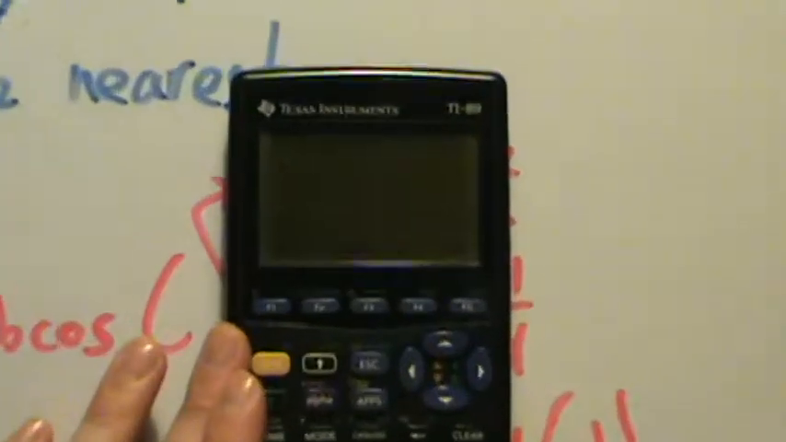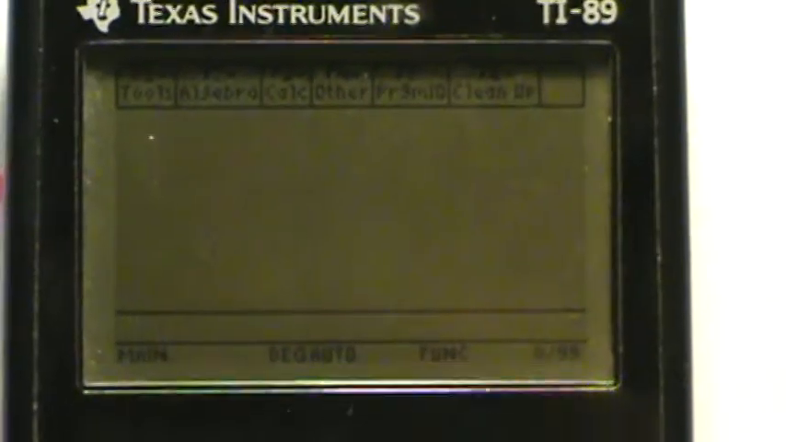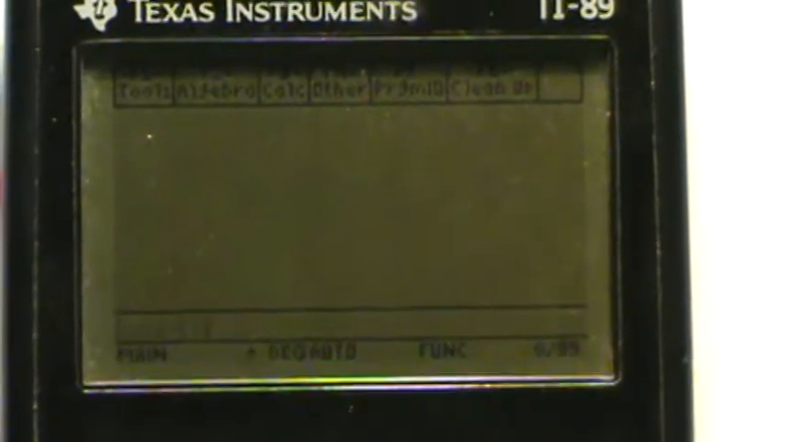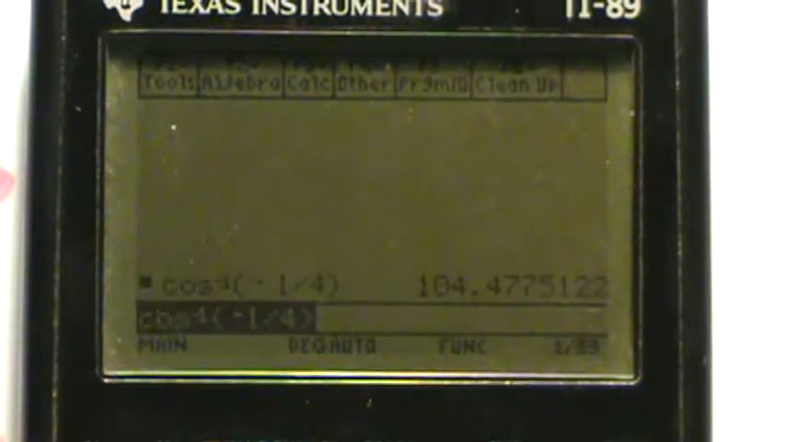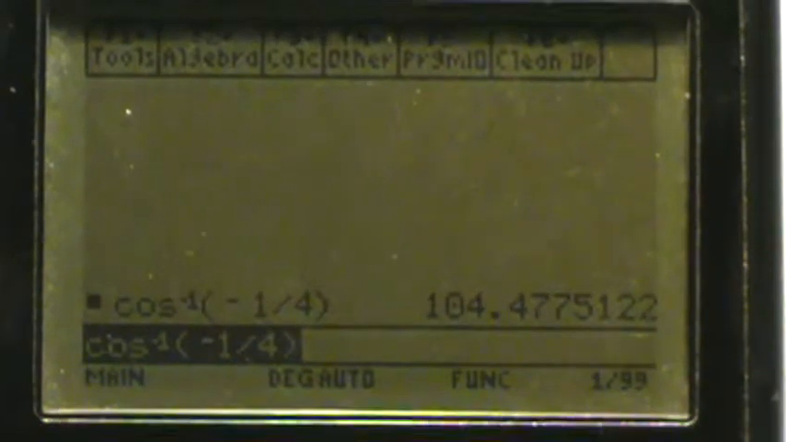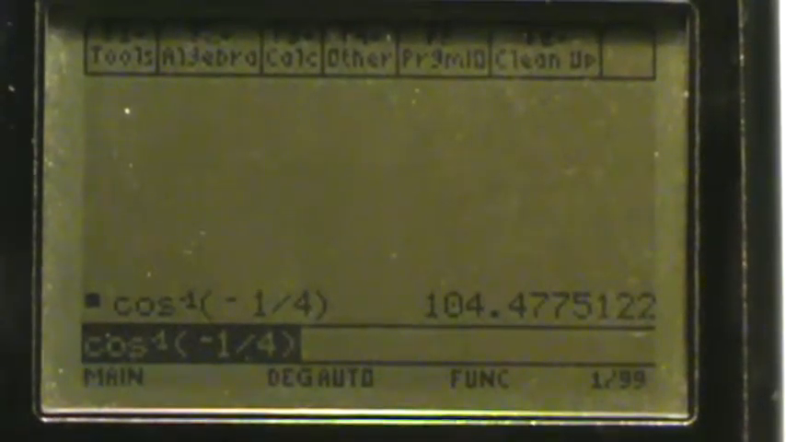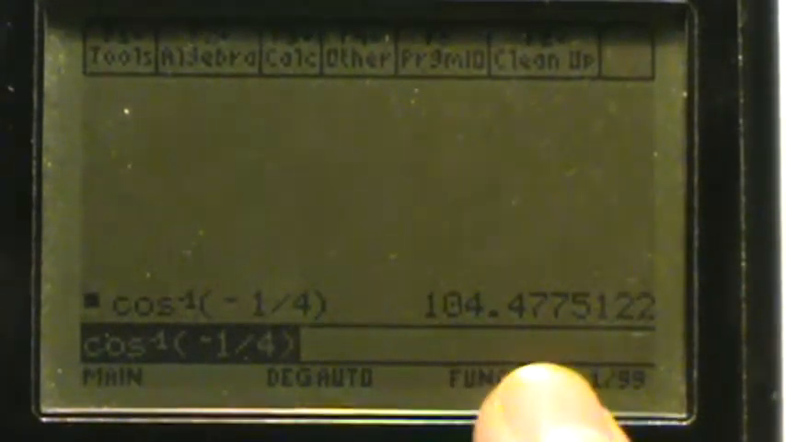So we'll pull out our calculators. We'll zoom in here. Then we get inverse cosine of negative 1/4. Make sure that we're in the degree mode, not the radian mode, because we're dealing with degrees. Inverse cosine of negative 1/4 is about 104.4775 degrees. We're only supposed to round to the nearest hundredth for our final answer.